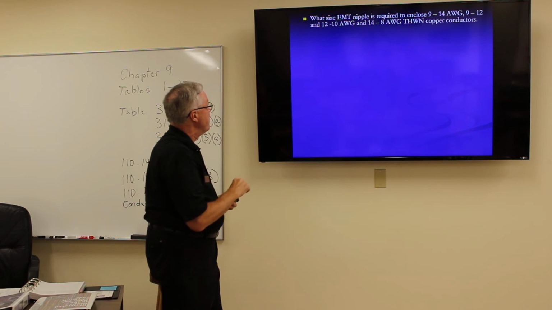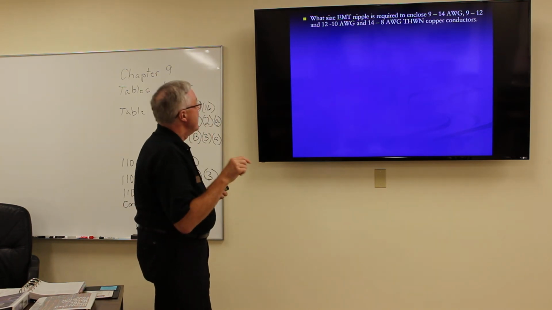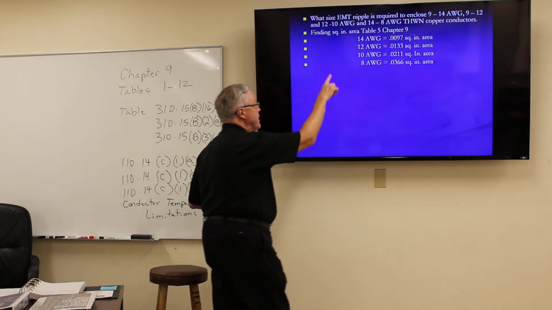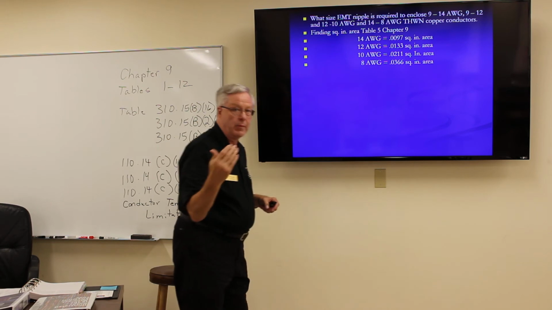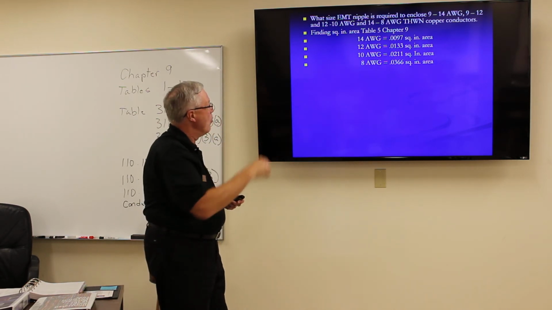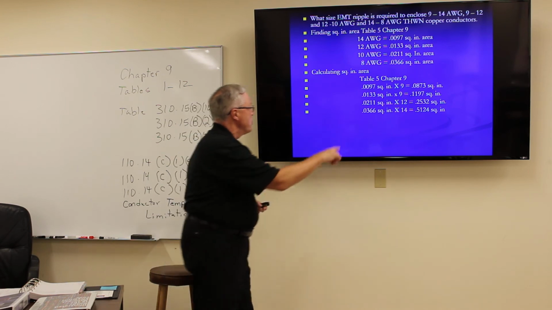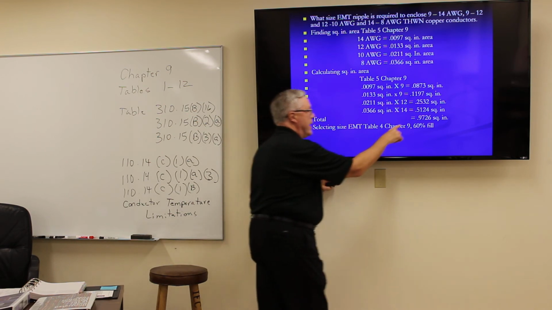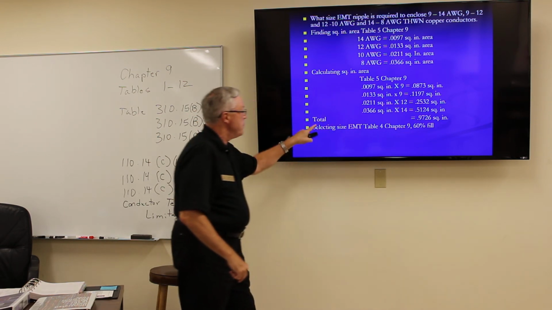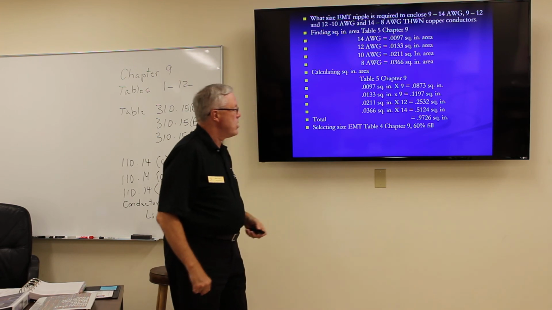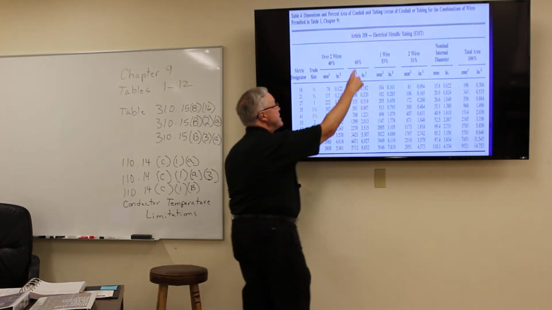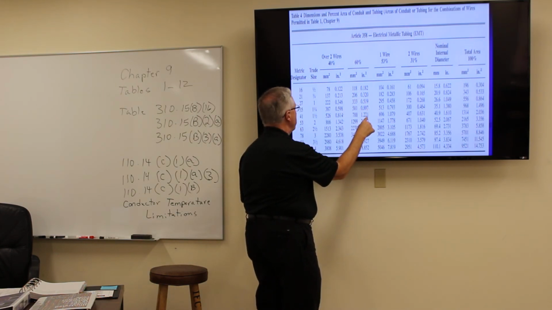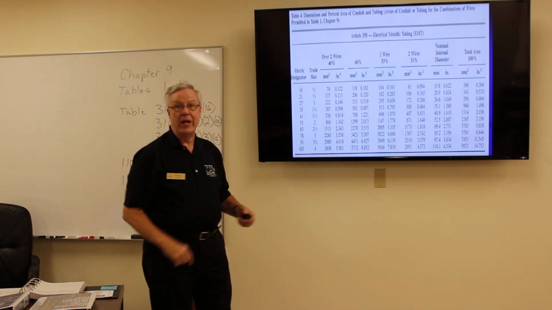So we could take this example where we have 9 number 14s, 9 number 12s, 9 number 10s, and 14 number 8s. We would take the cross sectional area based on Table 5 again, multiply by the number of conductors, add all those together, and it gives us an approximate area of 0.9726 square inches. Here again, we'll go back to Table 4, Chapter 9. In this case, we can go to the 60% column. We go over, 0.9 is above this, but below this, so we would have to use 1.5 inch conduit.